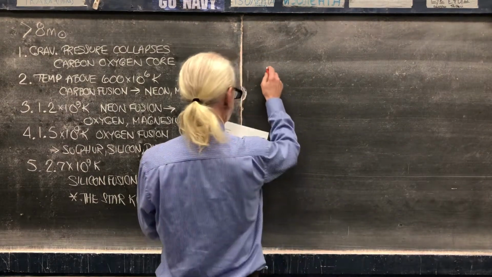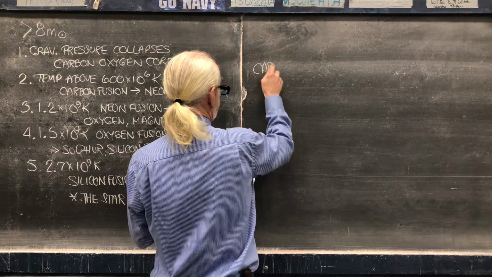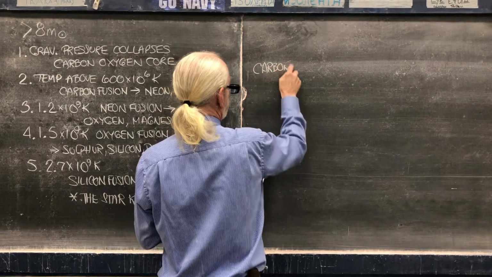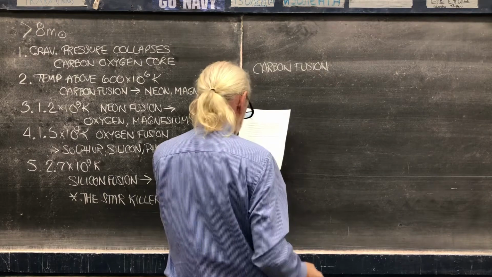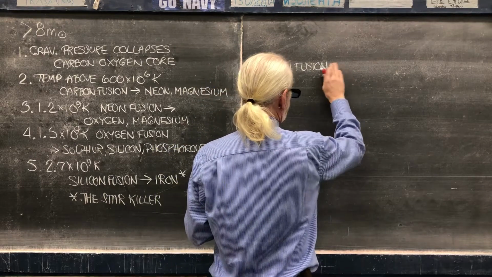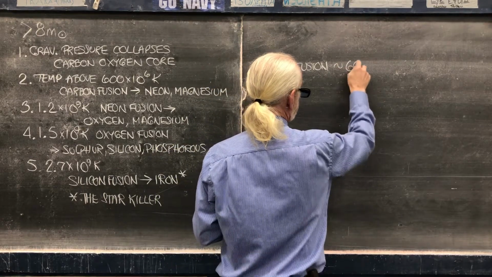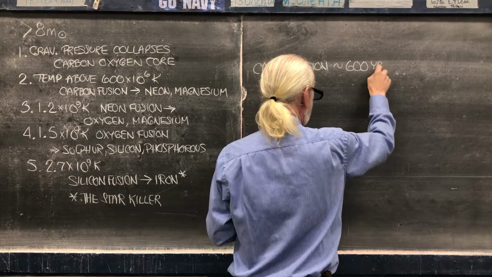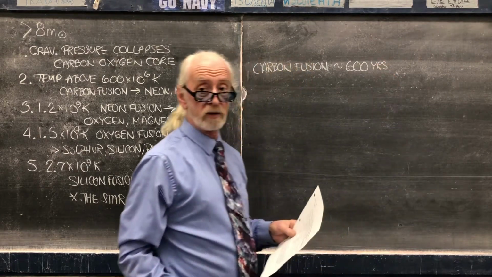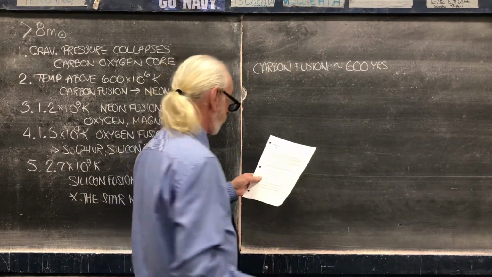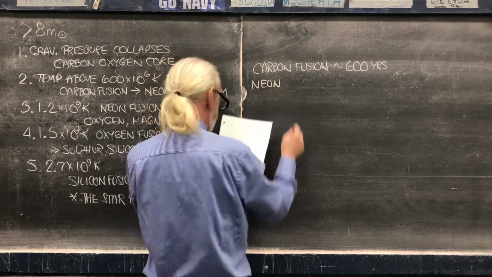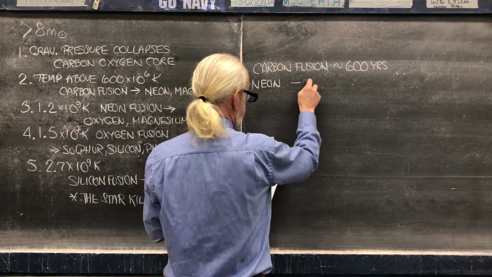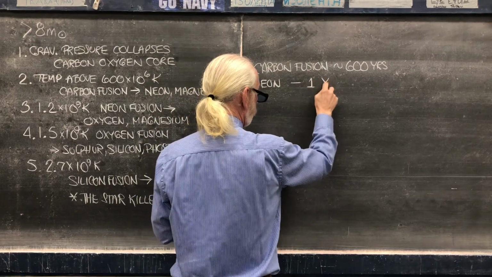Carbon fusion. That tends to last somewhere around 600 years. And in astronomic terms, that's not a very long time, but yeah, 600 years. And then we get to the neon fusion. Neon fusion, that lasts for about 1 Earth year.